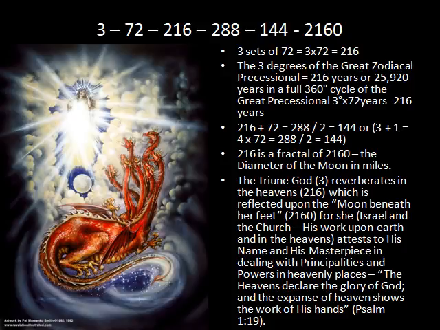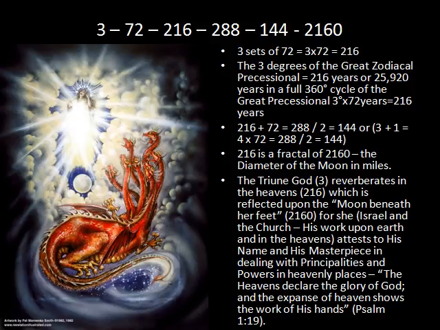216 plus 72 is equal to 288. Divided by 2 gives us the number of the New Jerusalem, 144. Or 3 plus 1 is equal to 4 times 72 is equal to 288 divided by 2 is equal to 144. 216 is a fractal of 2160, the diameter of the moon. The triune God, 3, reverberates in the heavens, 216, which is reflected upon the moon beneath her feet, 2160.